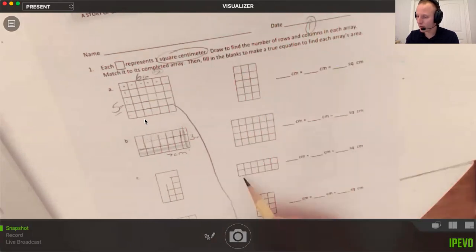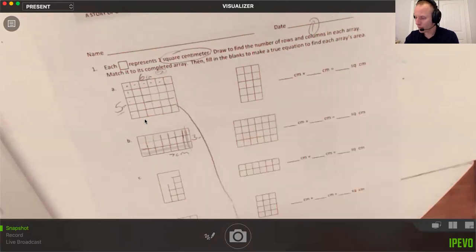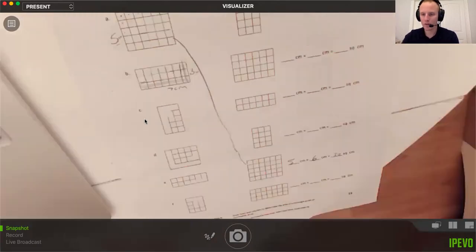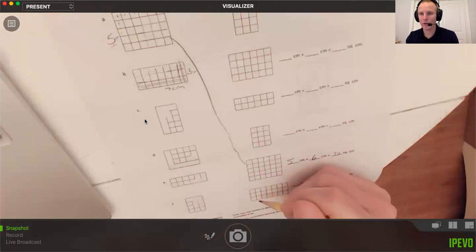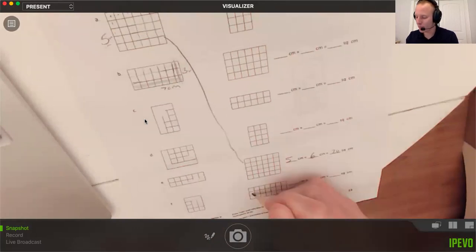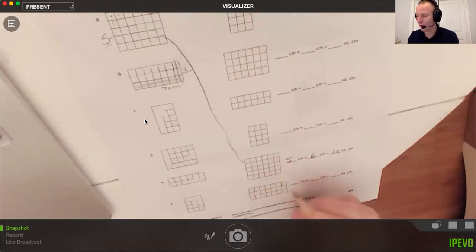1, 2, 3, 4, 5, 6. 1, 2, 3. Oh, you can't see the one on the bottom there. Of course, our first two are the ones that match with the bottom two. 1, 2, 3, 4, 5, 6, 7, 8, 9. I don't need to count that. 1, 2, 3, 4, 5, 6, 7.